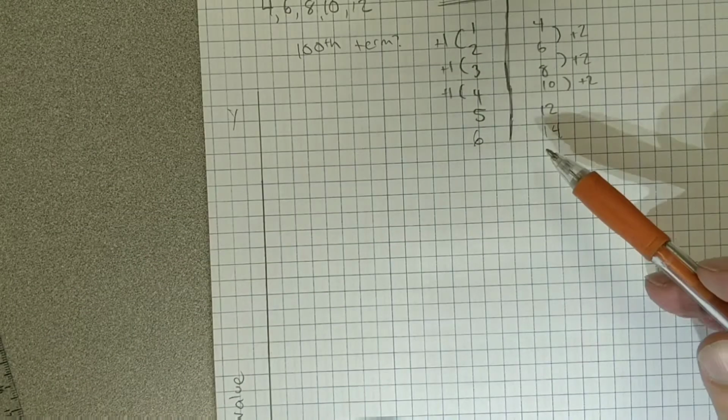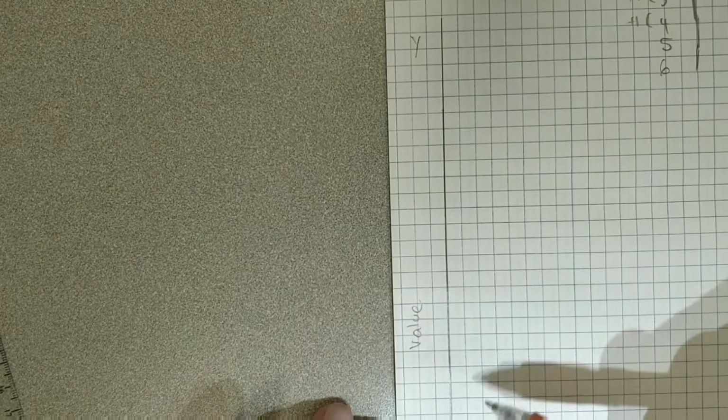That goes on my y. Now, since I'm dealing with pretty small numbers, my biggest number is 12 and my smallest number is 4, I'm actually just going to go up by 1s. It's going to make my life a lot easier.